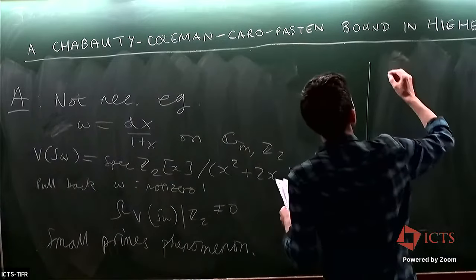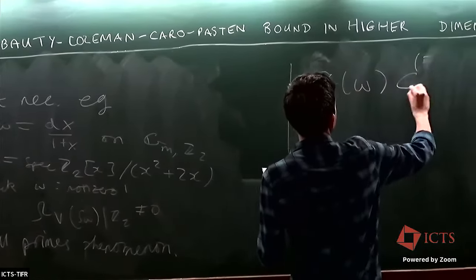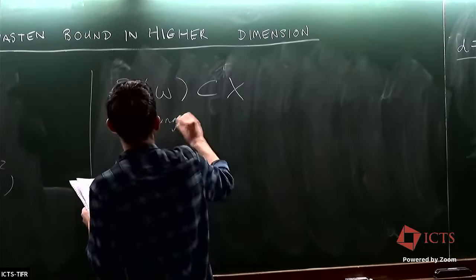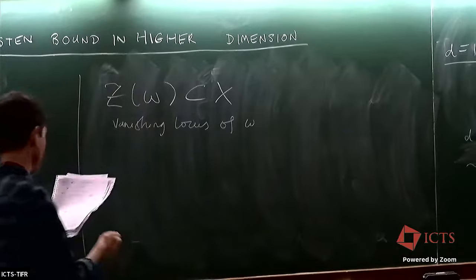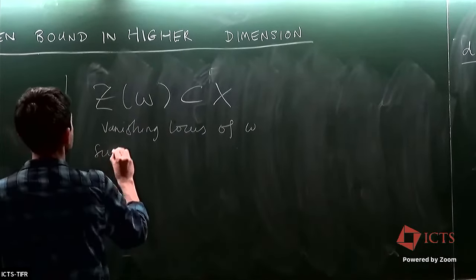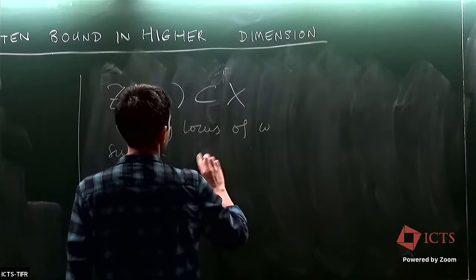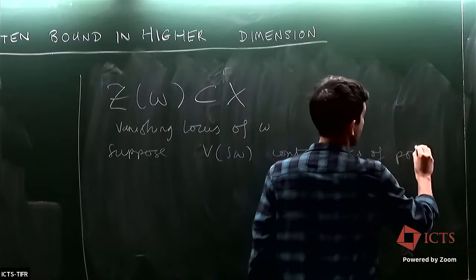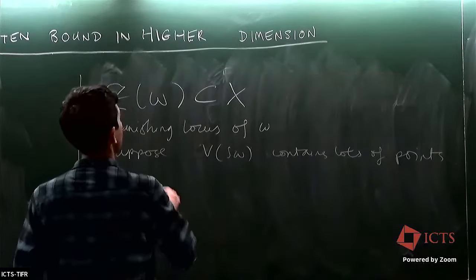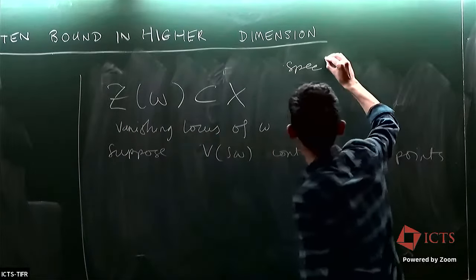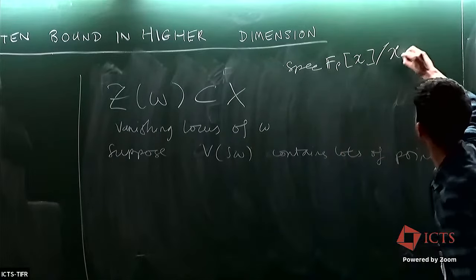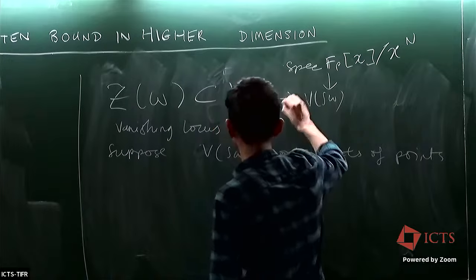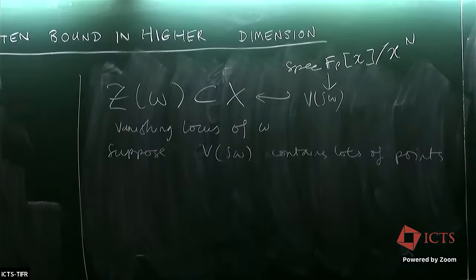So what you could do, again, we're still talking about curves, is you could take Z of omega inside X, which you define to be the vanishing locus of this section of your line bundle of differential forms. And suppose you have lots of points. Well, then this will give you some map from some big N, from here to here inside your V of omega being included in here. So it gives you an F_p of X modulo X to the n point.